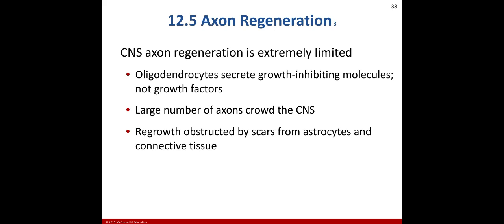In our central nervous system, it is incredibly limited, difficult, not really common to see regeneration. You have the oligodendrocytes secrete growth inhibiting molecules, not growth factors. And there's a lot of axons in the central nervous system. So regrowth really gets obstructed from these scars, and it doesn't really happen.